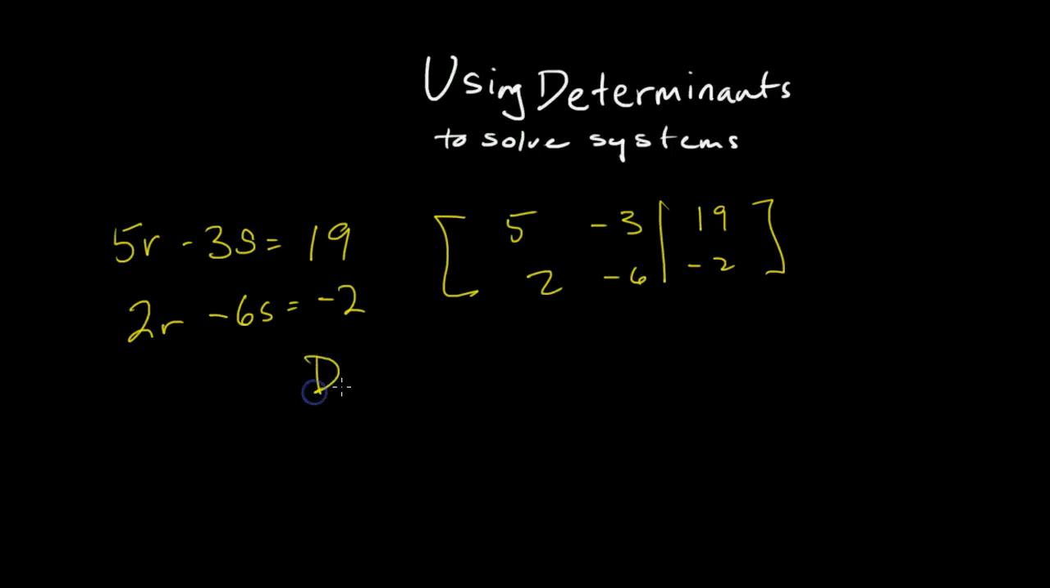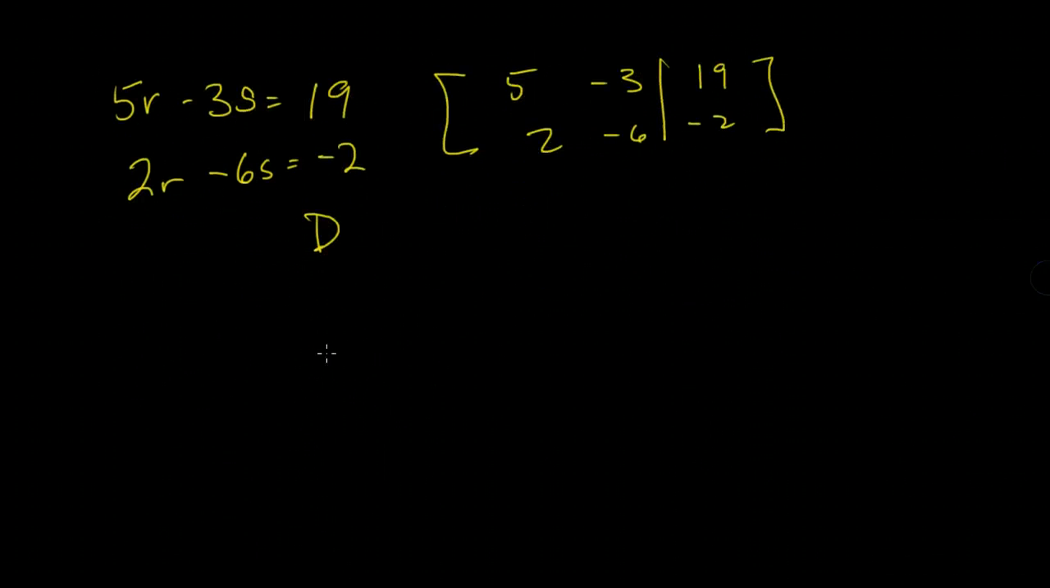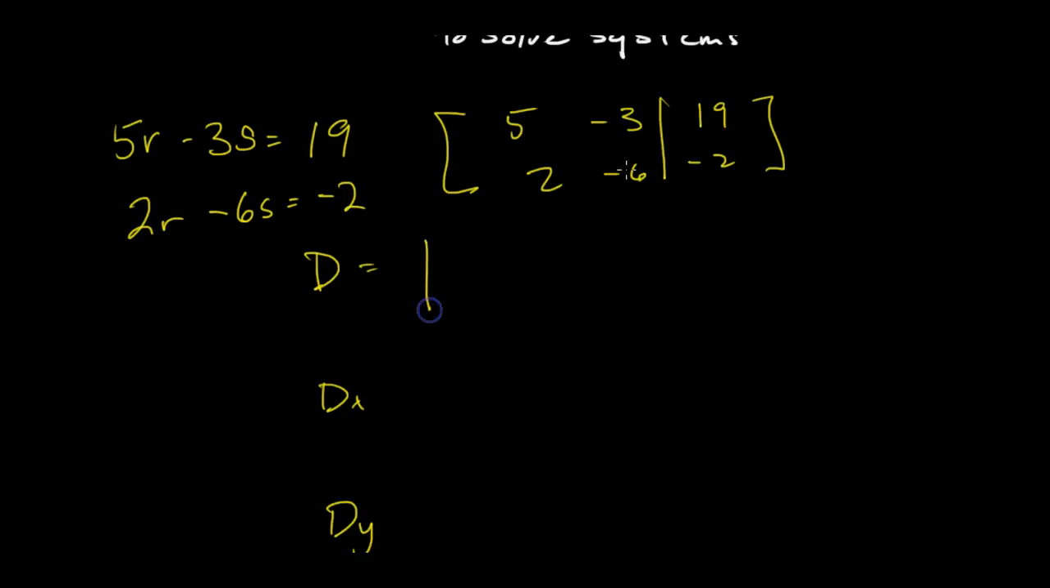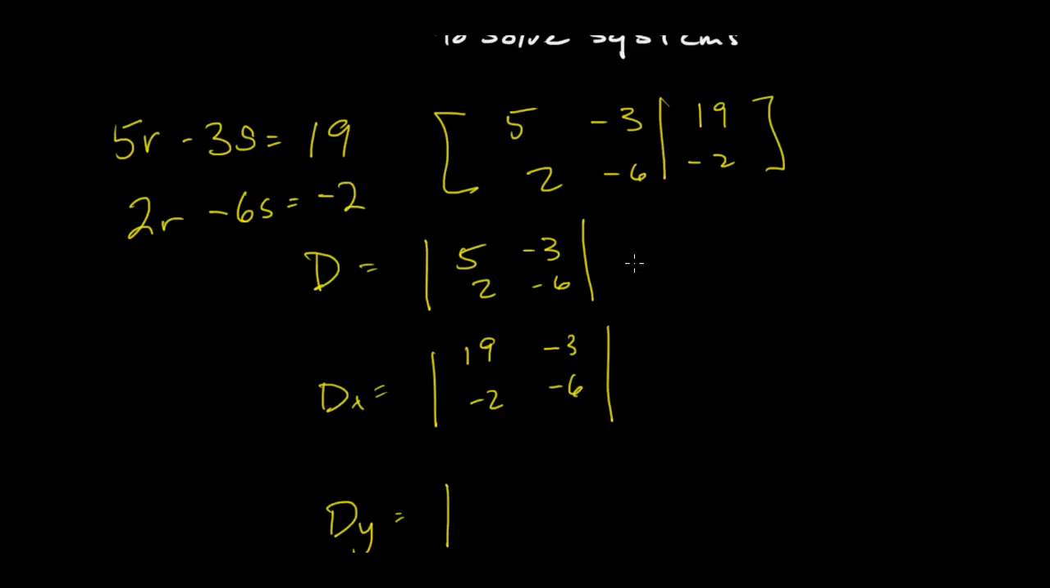Then we want to create our D. We also want to create our D of x and our D of y to sum. Our D is just the determinant of the coefficients 5, -3, 2, -6. Our D of x, we're going to replace the x values with our constants 19 and -2. We'll keep the y values -3, -6. Our D of y, we will replace the y values this time with 19 and -2, and we will keep the x values 5 and 2. We'll keep those together. So again, we will cross multiply.